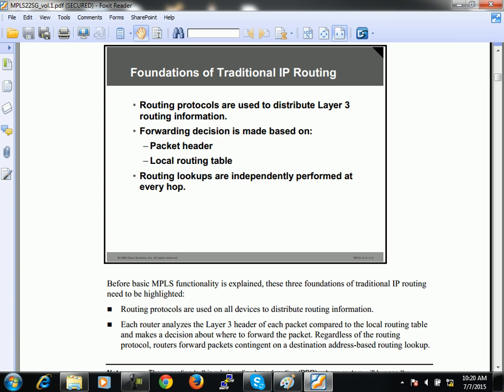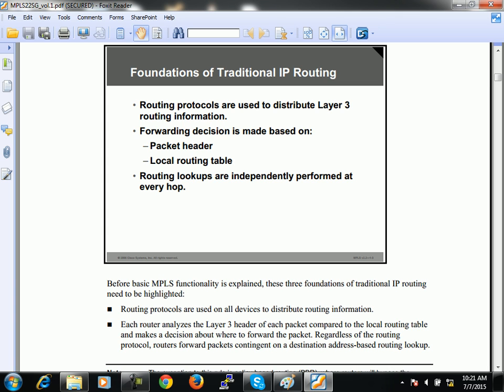Foundations of traditional IP routing. Routing protocols are used to distribute prefix information, layer 3 routing information. We were using RIP, IGRP or OSPF to exchange prefix information. Here, of course, we will also need to exchange label information between two routers. For that purpose, we have a label distribution protocol, which is LDP itself. Cisco proposed TDP, tag distribution protocol, before LDP. Same as we have routing protocols, we will also have a label distribution protocol.